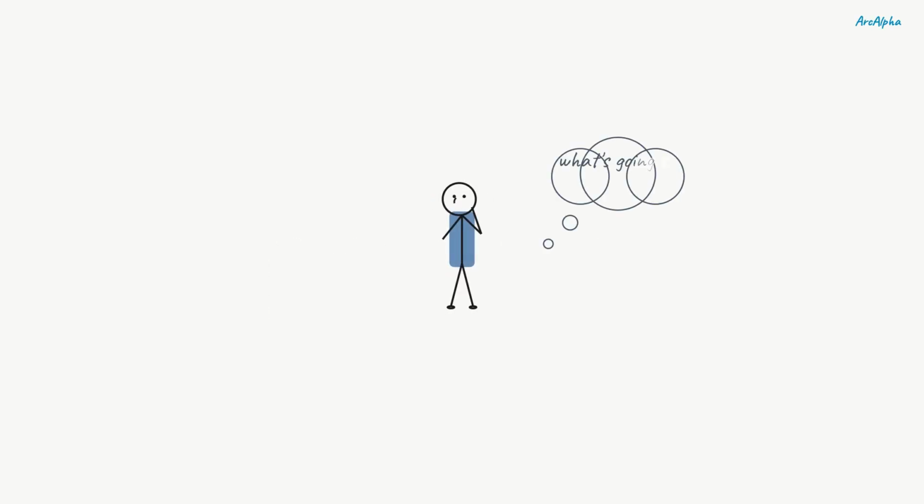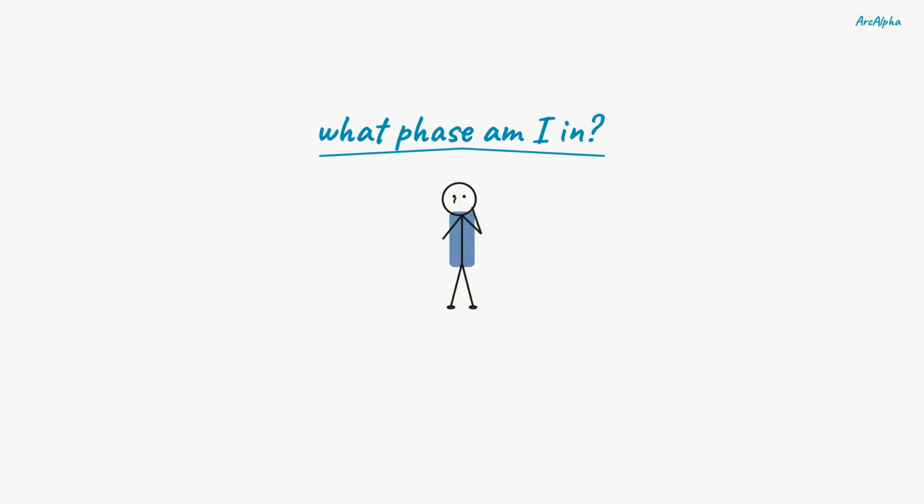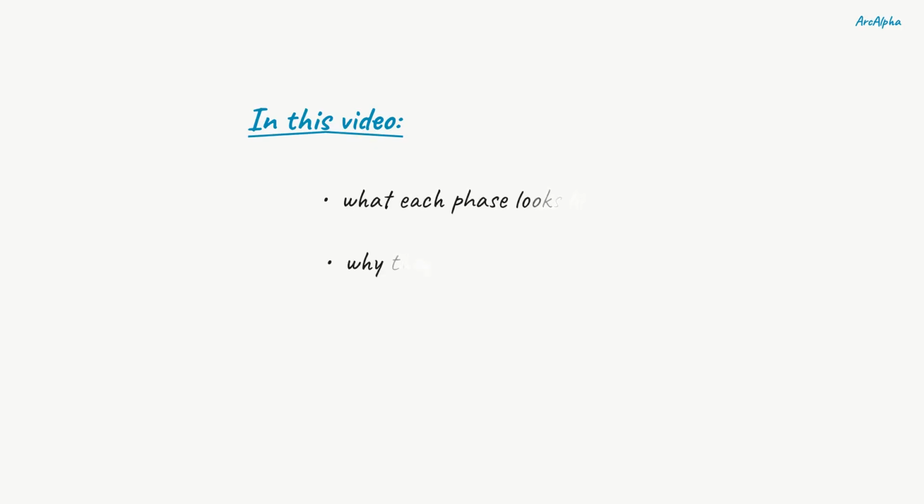Most beginners look at a chart and ask, what's going to happen next? It's the wrong question. The better question is, what phase am I in right now? Because prices don't move uniformly. They don't drift in straight lines, they move in phases. Quiet stretches when not much is happening, and active stretches when the move is unmistakable. Once you can see those phases, every chart gets simpler.